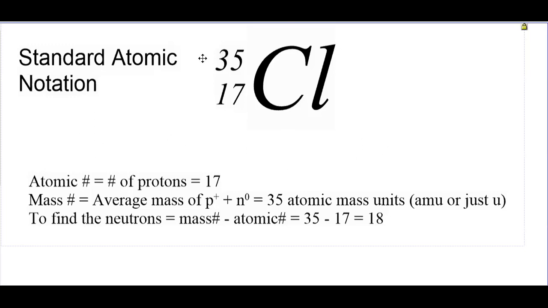To find your number of neutrons, you would just take your atomic mass and subtract your atomic number, because the atomic number is the number of protons, and that should give you your number of neutrons. So for chlorine, as it's written, 35 minus 17 gives you 18. That's your number of neutrons.